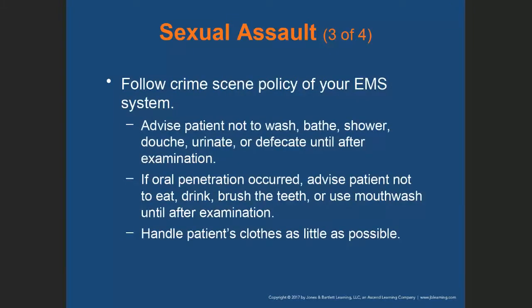Follow the crime scene policy of your EMS system. So follow your protocols. Advise the patient not to wash, bathe, shower, douche, urinate, or defecate until after examination. If oral penetration occurred, advise the patient not to eat, drink, brush the teeth, or use mouthwash until after examination. Handle the patient's clothes as little as possible because we want to preserve evidence. These clothes cannot be placed in a plastic bag. They are placed in a paper bag.